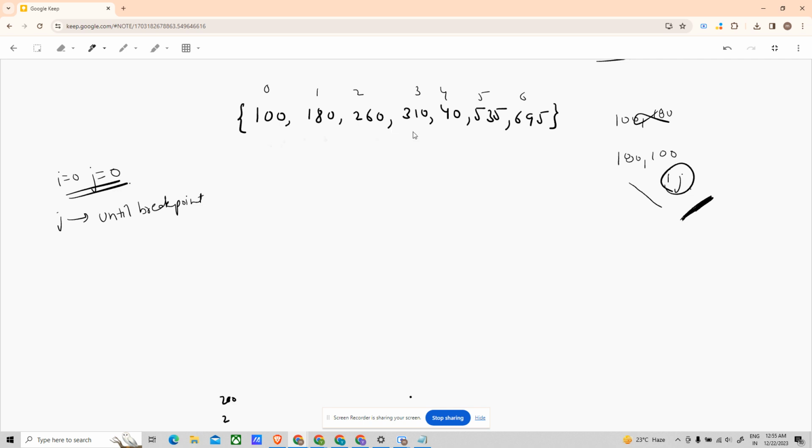So the breakpoint comes here. So I put answer 0 to 3. Move i here, j here. Then a breakpoint never comes. j goes out of bounds. So I put 4 to 6 in the answer. All right, it is a good approach, no doubt. But can it be better?